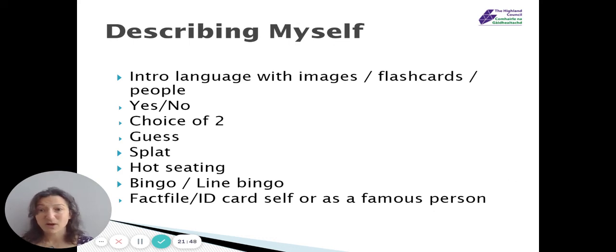These activities work well all the way through, from lower school all the way through to upper school, just depending on how much support you give them and how much you're expecting them to either say, read, write, or listen to, developing those skills.